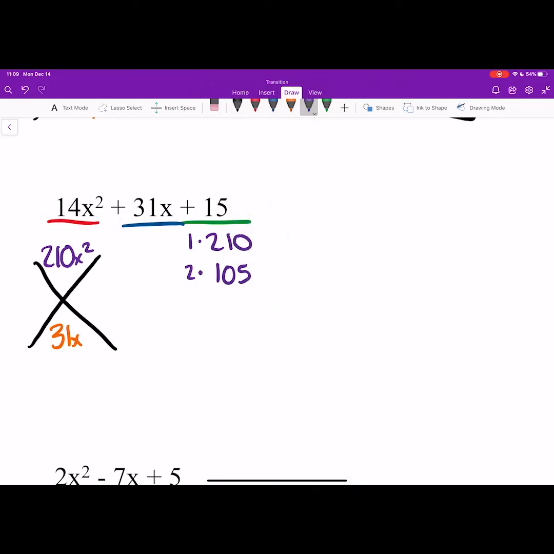Can I do 210 divided by 3 and get a nice number? And indeed you can. When you do 210 divided by 3, you get 70. We're getting a little closer, right? Because you can see if I subtracted these two, I would get 67, and that's a little closer to 31 than if I subtracted these two and got 103. But we're still not quite there, right?